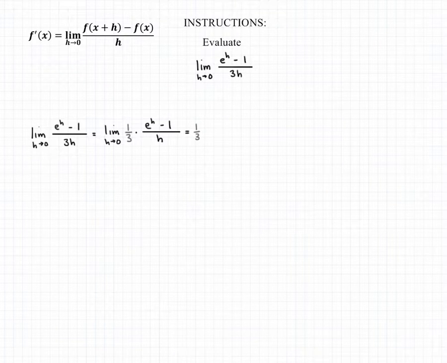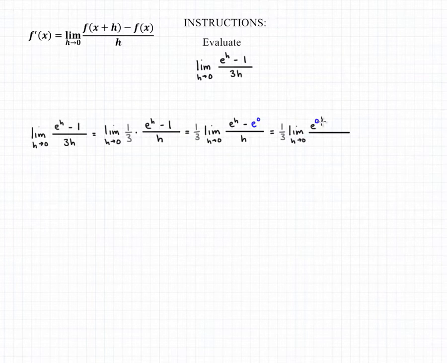We can then bring that coefficient out in front of the entire limit and change it to 1/3 times the limit as h approaches 0 of e to the h minus 1 over h. Now in this case, because we're dealing with e, we're going to change 1 into e to the 0 so that we're matching the form. And we can complete our transformation into the definition of the derivative by making this into e to the 0 plus h minus e to the 0 over h.